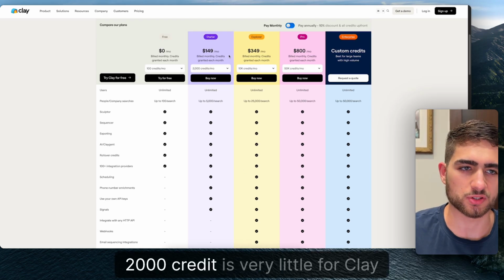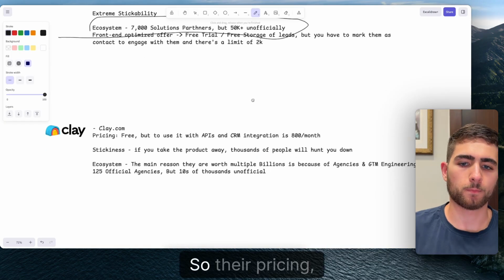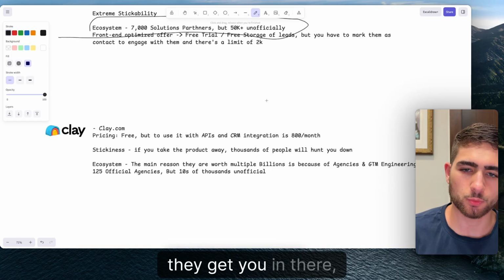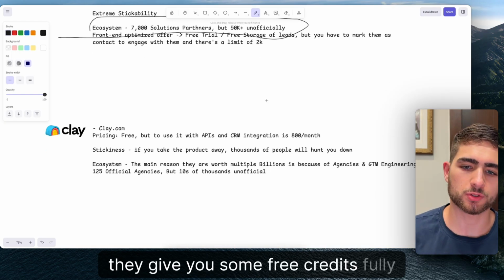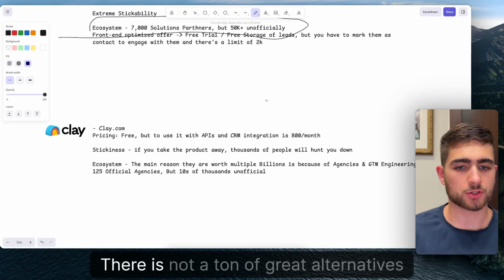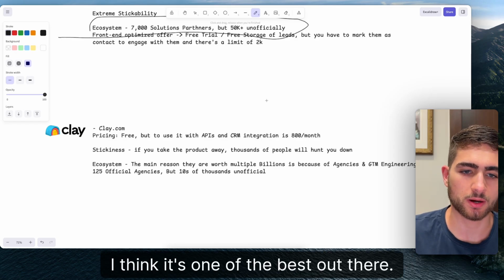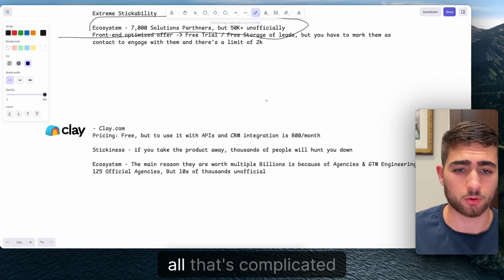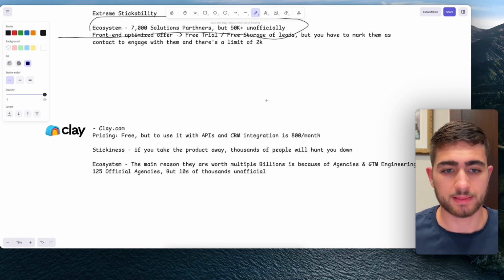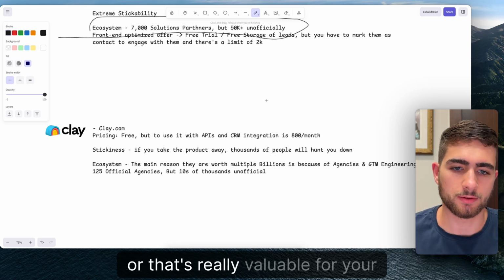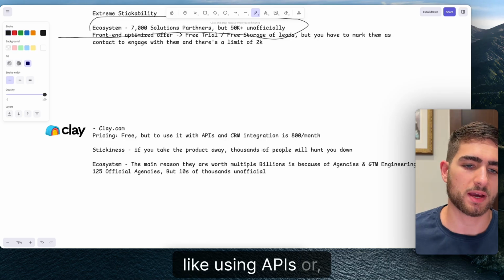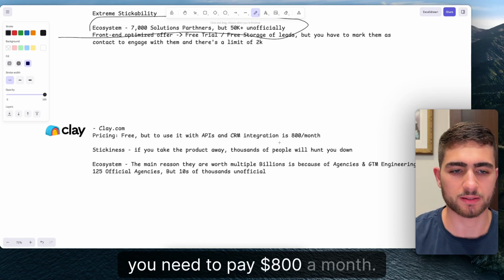Also, 2,000 credits is very little for Clay specifically. So their pricing, again, they give you some free credits for you to play around. There is not a ton of great alternatives for Clay. I think it's one of the best out there. But then if you want to do anything that's complicated, or really valuable for your company, like using APIs or a CRM integration, you need to pay $800 a month.